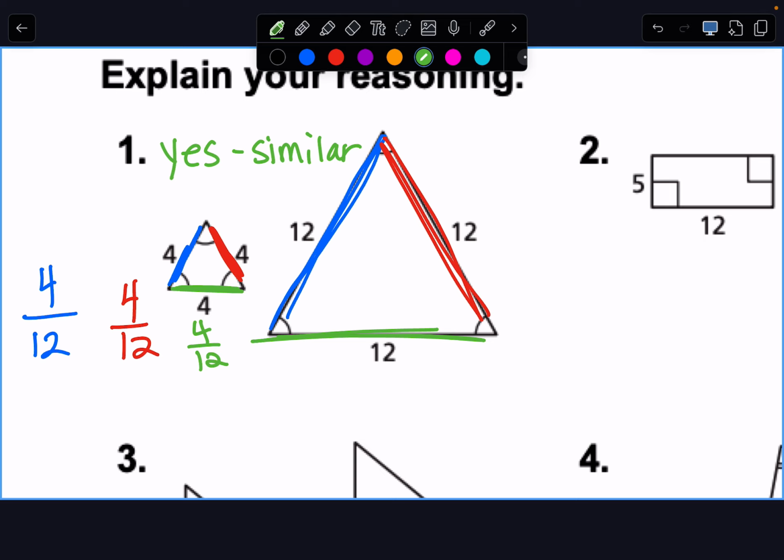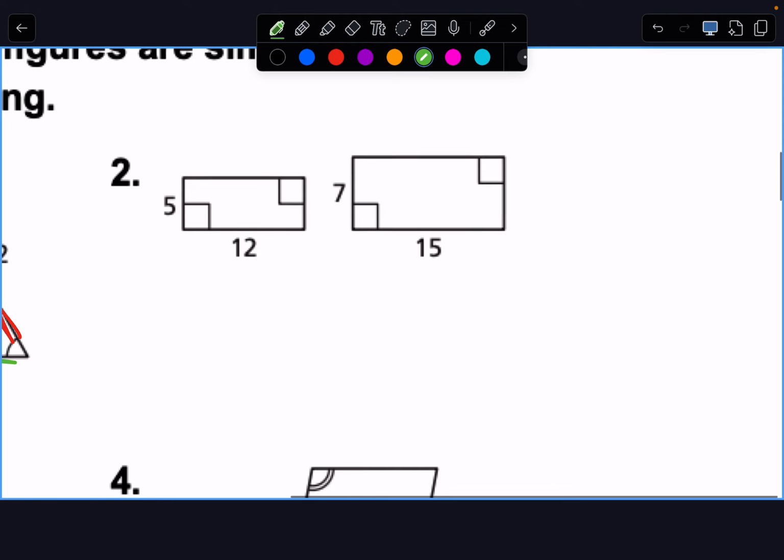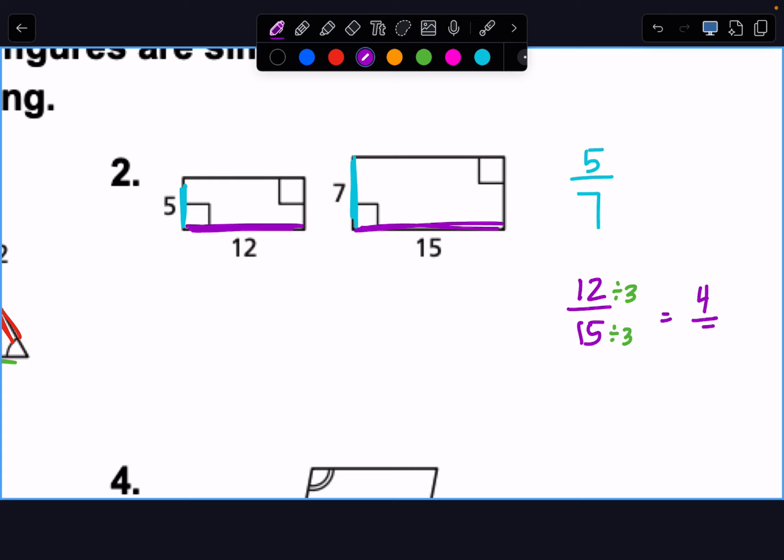Let's look at number 2. If I grab 5 to make a fraction with, what is its denominator going to be? 7. You can't simplify that, so we'll leave it as 5 over 7. Now, what is the denominator for 12? 15. We can simplify that, right? We can simplify it by what number? 3. So if we simplify this by 3, then we would get 4 over 5.